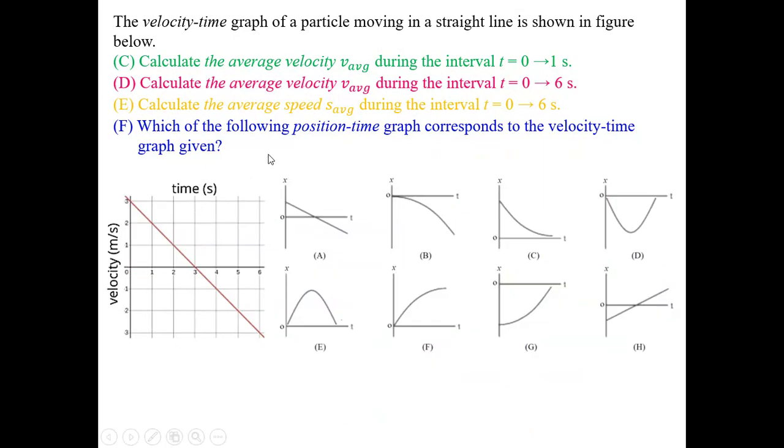Part F wants us to find which of the following position graphs correspond to the velocity time graph given. I'll show you how to do this quickly. Here you're given 8 graphs, right? Your job is to pick which graph represents this velocity time graph. So it's important that you understand what to look for, right? Here we go. If you look at choice A, okay. Oh, excuse me. Before I do choice A, let me just show you how to analyze this particular graph.